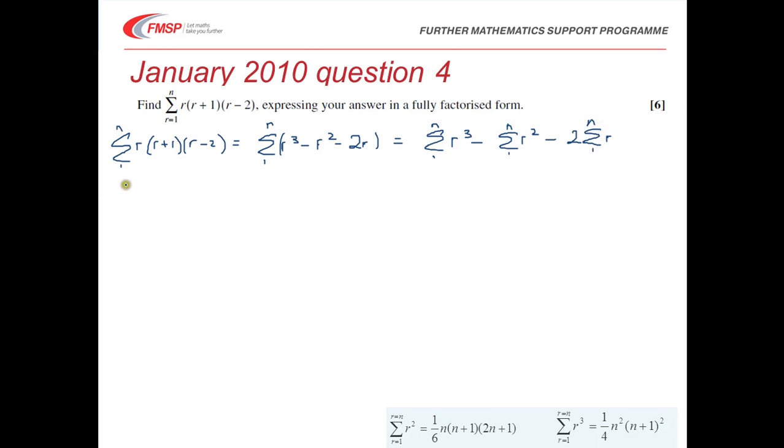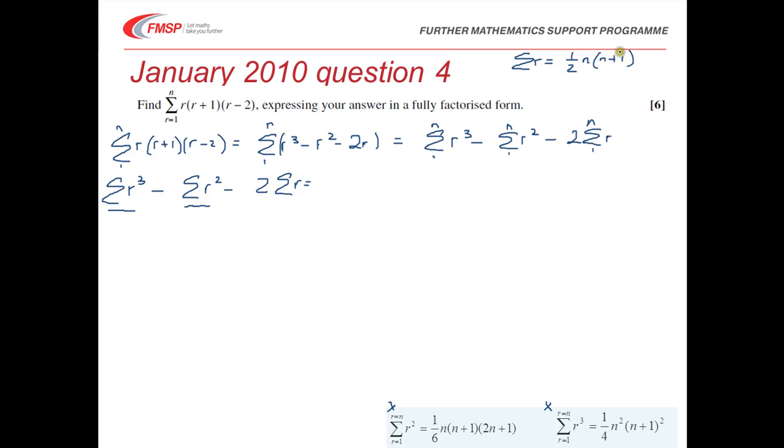So what we need to do now is to use the formulas which we've either learnt or in the formula book for sigma r cubed, sigma r squared and sigma r. The important thing to remember is that sigma r cubed and sigma r squared are in the formula book. These are the two that you would look up. But sigma r you should learn, and it's not given to you, so you need to know that sigma r is a half of n(n + 1).